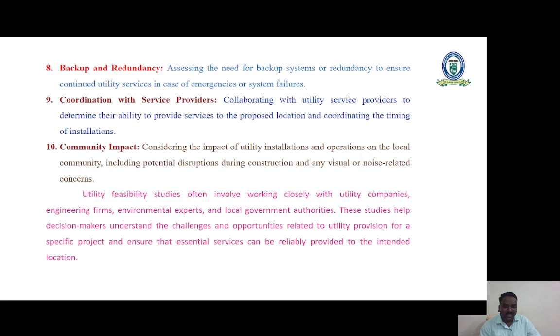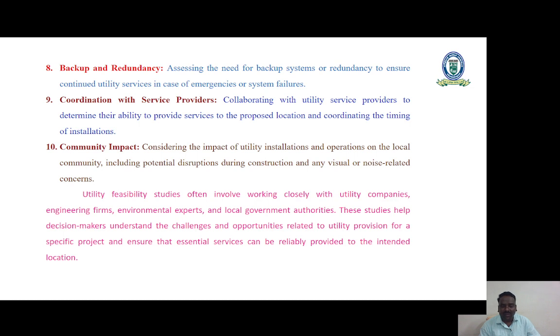Utility feasibility studies often involve working closely with utility companies, engineering firms, environmental experts, and local government authorities. These studies help decision makers understand the challenges and opportunities related to utility provisions for a specific project and ensure that essential services can be reliably provided to the intended locations.